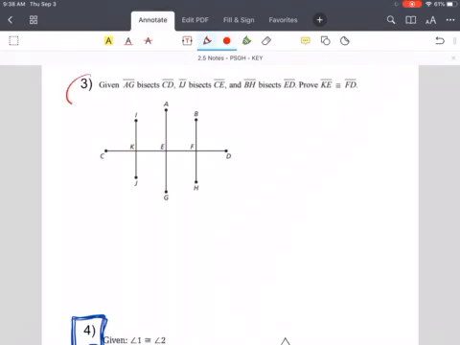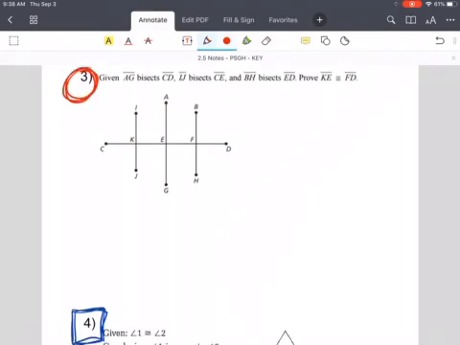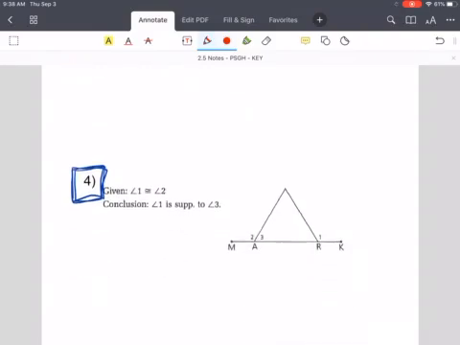We're going to go over number 3 together in class, but I would like you to do number 4 on your own. So complete number 4 right now prior to class.